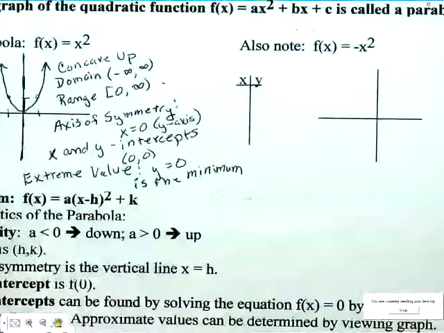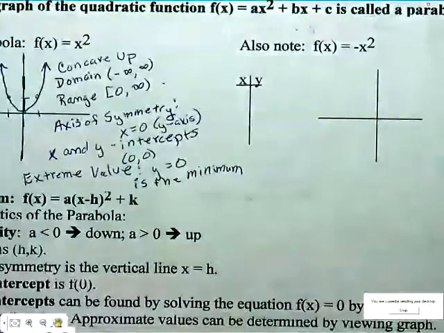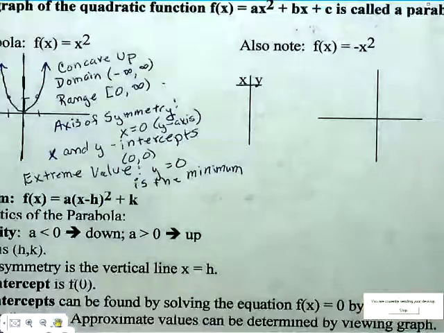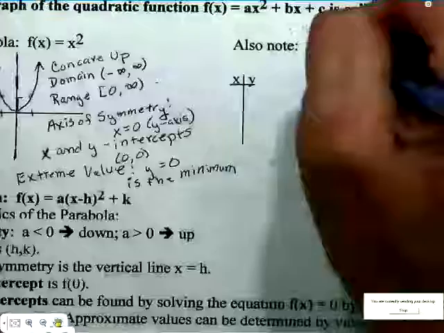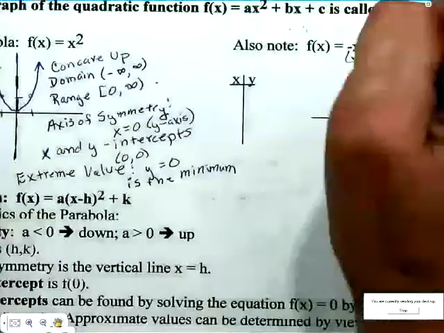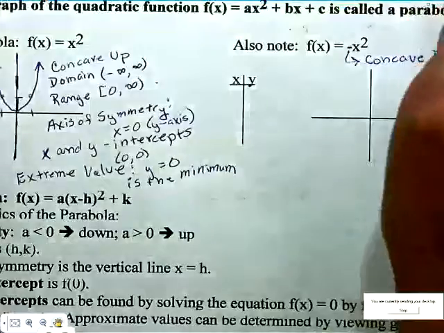What's the biggest difference between that simplest parabola and the second example? It's concave down. That's the biggest difference. That causes some other things to change, but that's the main thing that changes. It's concave down because of that negative coefficient.